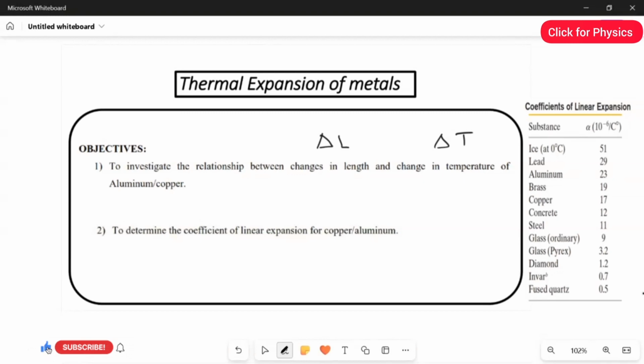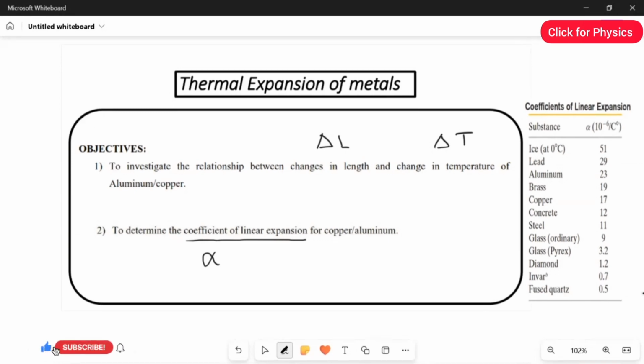By using the relation between delta L and delta T, we are going to find the value for linear expansion coefficient. What is linear expansion coefficient? Which is nothing but alpha. In chapter number 18, we studied the concept of thermal expansion. In that thermal expansion, we studied three different expansion formulas: linear expansion, area expansion, and volume expansion. So here we are going to study the concept of linear expansion.